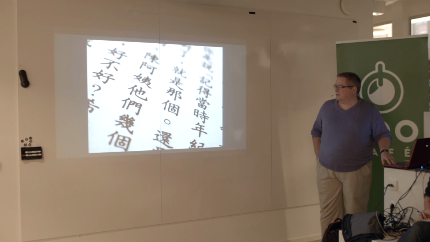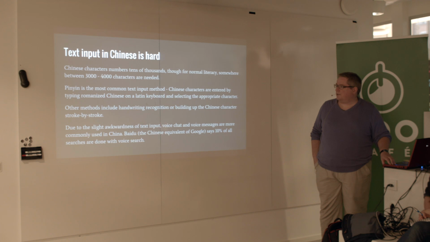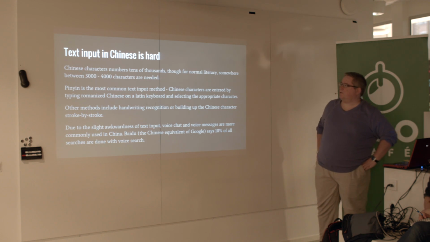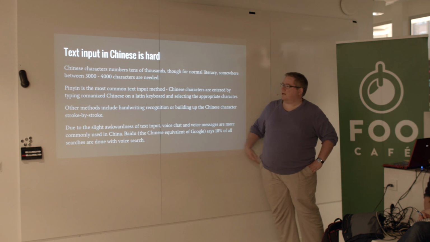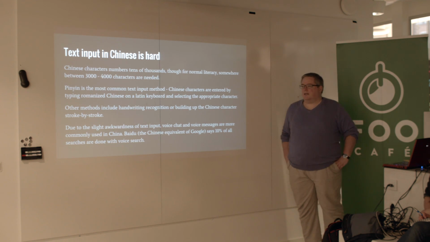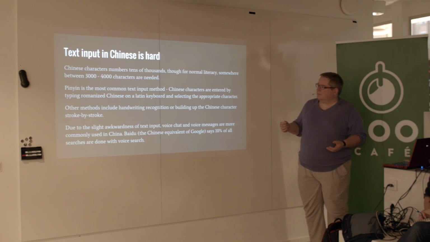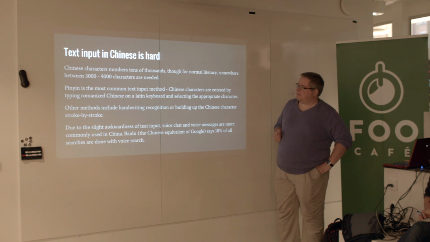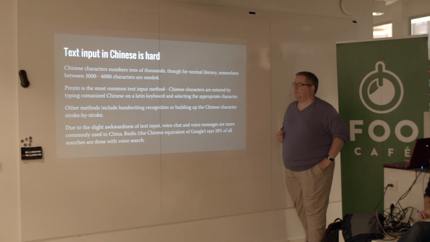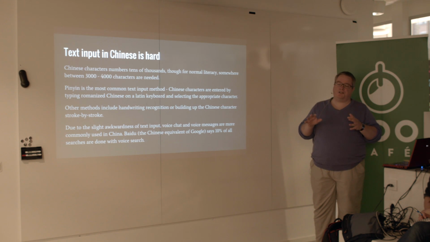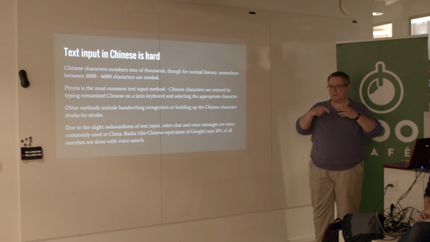And here are some Chinese characters. So text input in Chinese is hard. The number of Chinese characters is in the tens of thousands, but to be able to read normally, you need to recognize somewhere between 3,000 and 4,000 characters. And this causes problems not only because it takes a while to learn, but also with input, you have to work a bit to write texts. I think pinyin is the most common text input method, and basically what you do is you type the word you're looking for in Latin characters, and you get a number of options, and then you select which character you want.